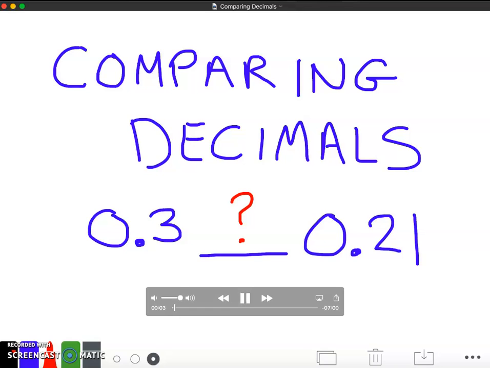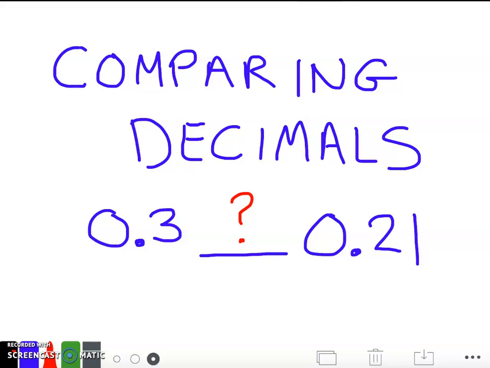In this one we're going to be working on comparing decimals. As you can see here I have a number model, 0 and 3/10 compared to 0 and 21 hundredths. That's what we're going to work on in the video. How do you compare those using less than, greater than, or equal?